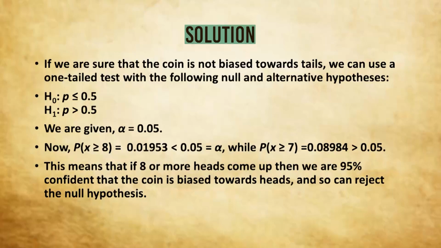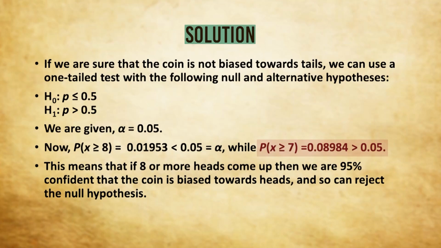If we are sure that the coin is not biased towards tails, then we can use a one-tail test with the null hypothesis p less than or equal to half and the alternative p greater than half. We are given alpha equals 0.05, a 5% test. Now you can see probability x greater than or equal to 8, if you calculate this with the help of binomial distribution, it will come out as 0.01953, which is less than alpha. On the other hand, probability x greater than or equal to 7 is 0.08984, which is greater than alpha.